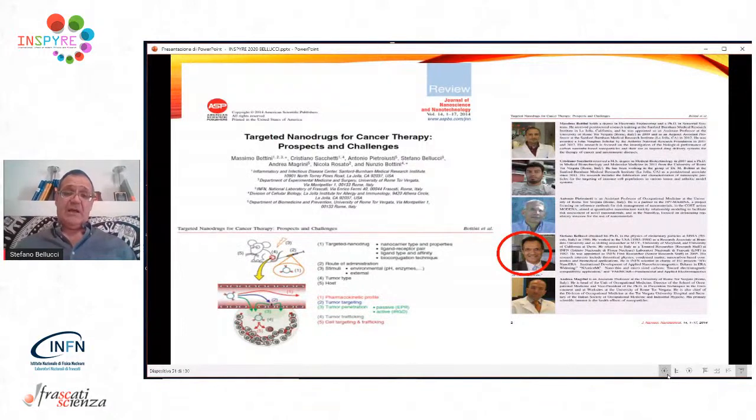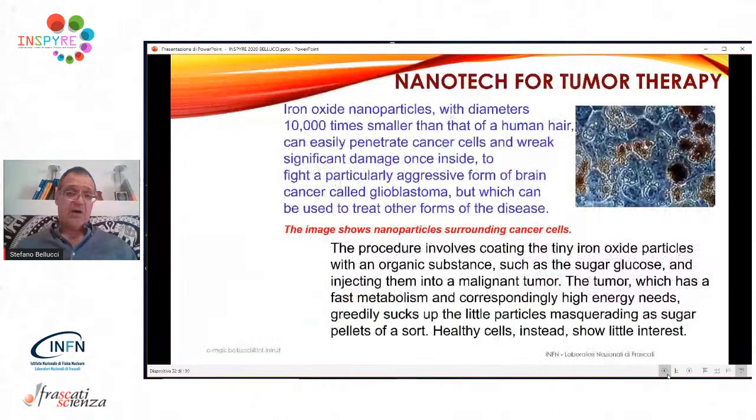Let's get into more advanced topics like cancer therapy. Targeted nanodrugs have been used for decades to cure or to help the therapy in oncological areas. Here I reviewed with my collaborators the state of the art about 6 years ago. Now, let me give you a very old example, 2003: iron oxide nanoparticles. This is a magnetic application. It can be done by other physical methods. It's essentially hyperthermia, a therapy for cancer that has been in use since the 1950s, very old.